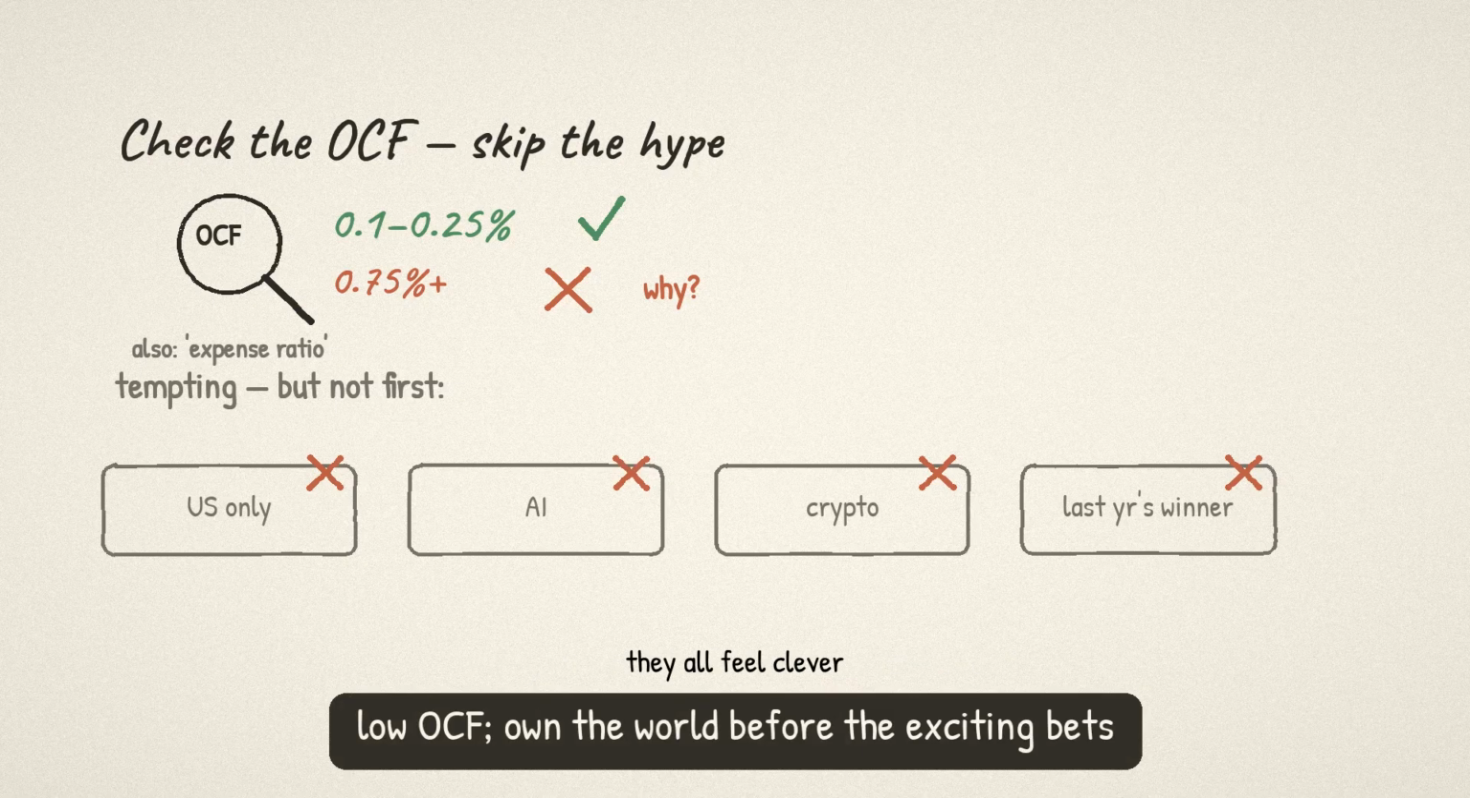They all feel clever. But they do the exact opposite of what a first fund should do: they pile your money into one story, instead of spreading it across everything. Own the world first. You can always play with a tiny slice later, once the boring core is in place.